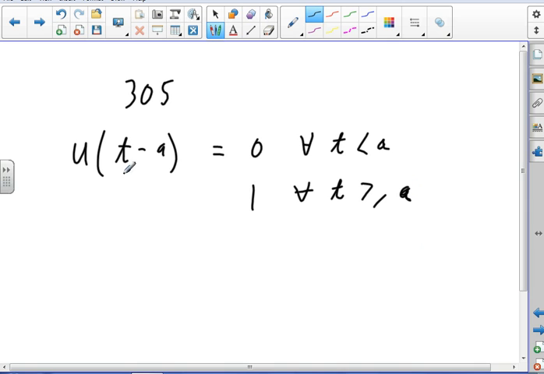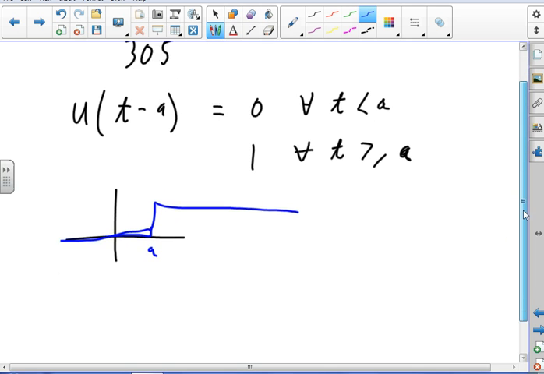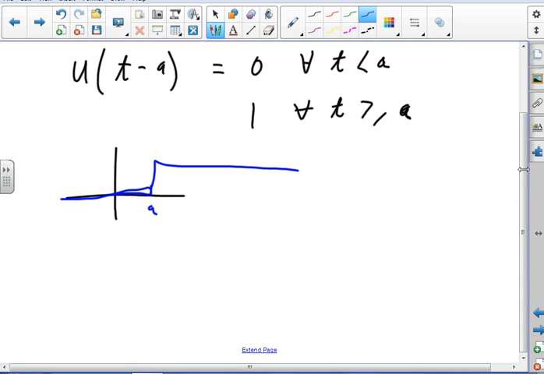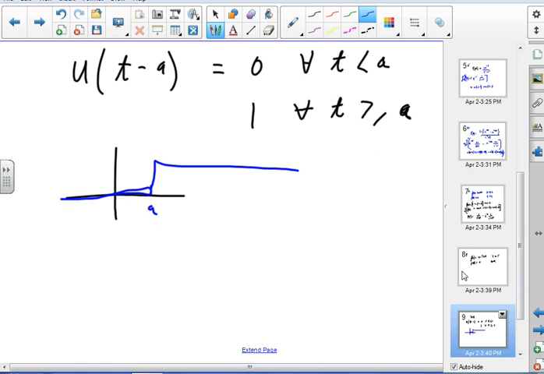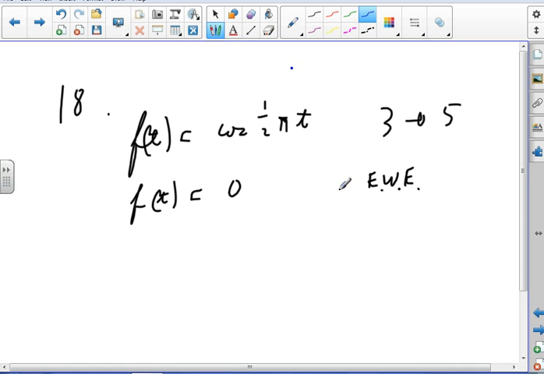Once we go back and look at the unit step function, it starts at 0, goes up to 1 and stays there forever. It goes up at a: 0 until I get to a, and then goes up forever. Now that we know that's the case, at least we think we know, we're going to go back to 18 and look at this one.